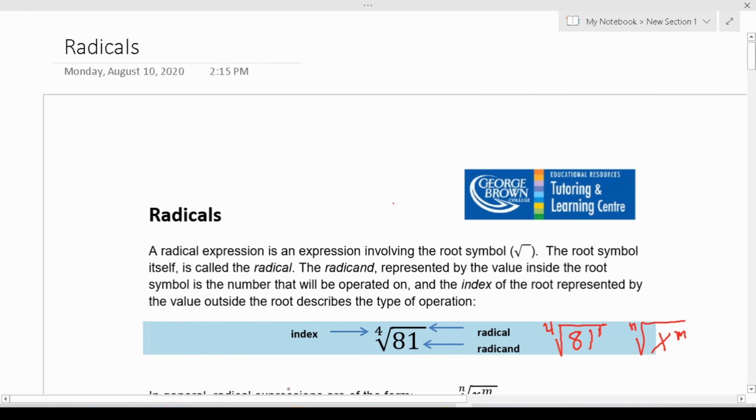And similarly, I'm probably going to upload a video in which I just work on these radicals to give you more practice.